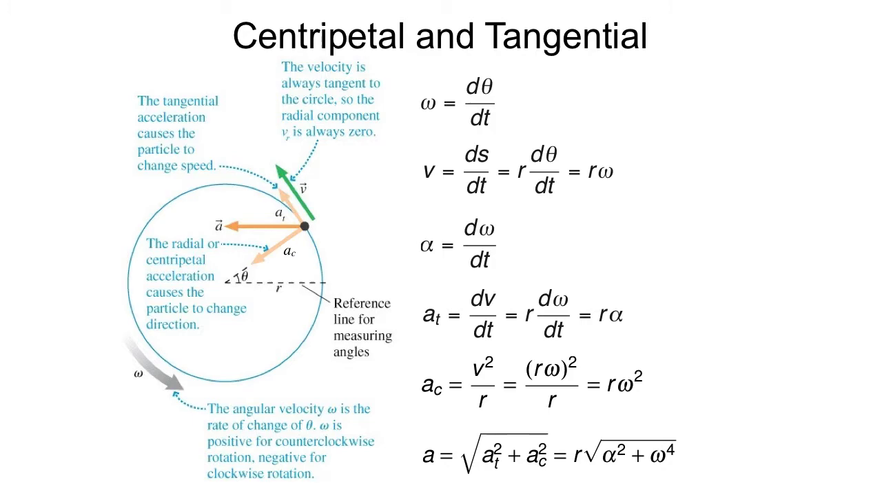But that vector that we drew, the total acceleration of a point on the edge of this wheel, we can get by just using the Pythagorean theorem on the two vector components. The magnitude of the total acceleration is just the square root of the tangential component squared plus the centripetal component squared. And using the relationships I just gave you, I can write this as r times the square root of the angular acceleration squared plus the angular velocity to the fourth power.